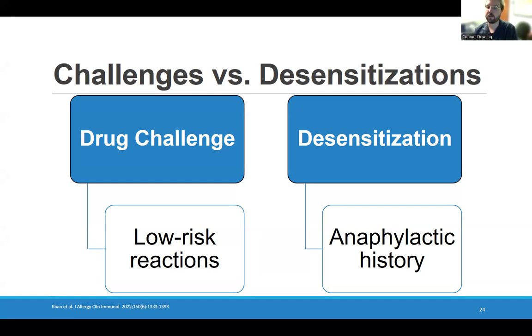And this is something that's really important when we think about drug challenges versus desensitization: desensitization is only a temporary induction of tolerance. So when we desensitize someone, they're only going to be tolerant of the drug as we give tiny incremental increases in the drug to let them tolerate the full therapeutic dose for the course of therapy. Whereas with a drug challenge, we're just trying to assess whether or not there is a true allergic reaction when a patient receives this dose of antibiotic.